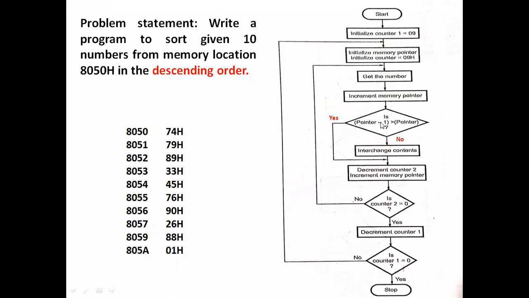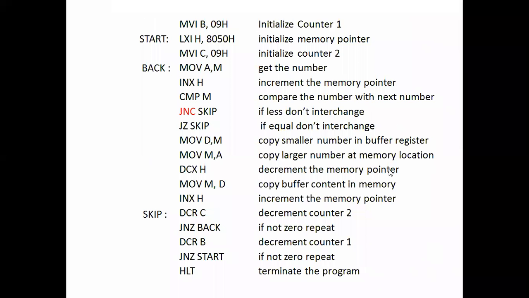At this time the pointer has become 8051. If pointer minus 1, meaning thereby 74, is greater than pointer, meaning 79. If 74 is greater than 79, then we will not do anything. But since 74 is not greater than 79, we will interchange the content. So 79 will come here and 74 will come here. And then we will decrement the counter because the first comparison has been done.